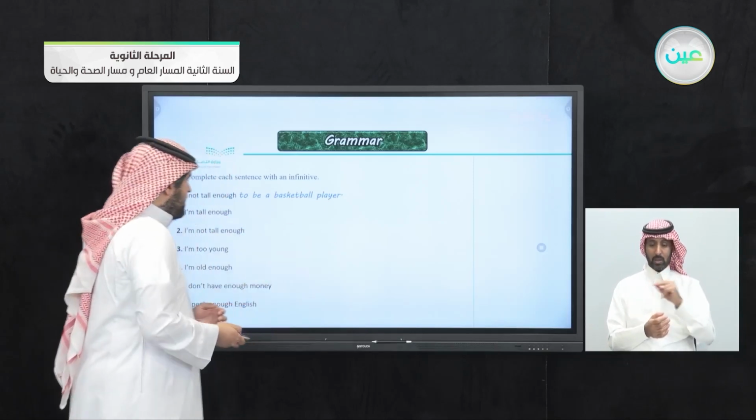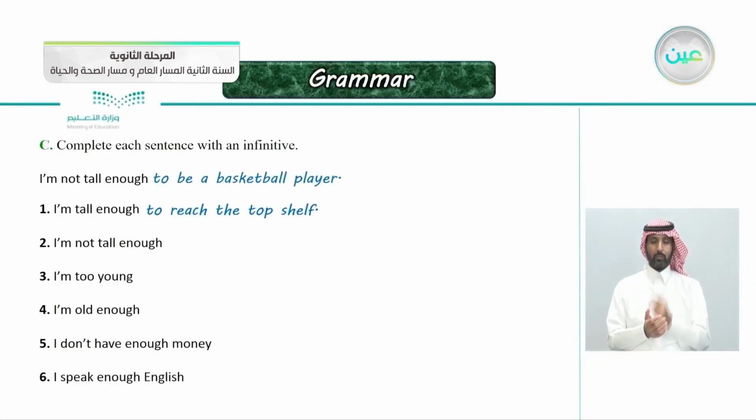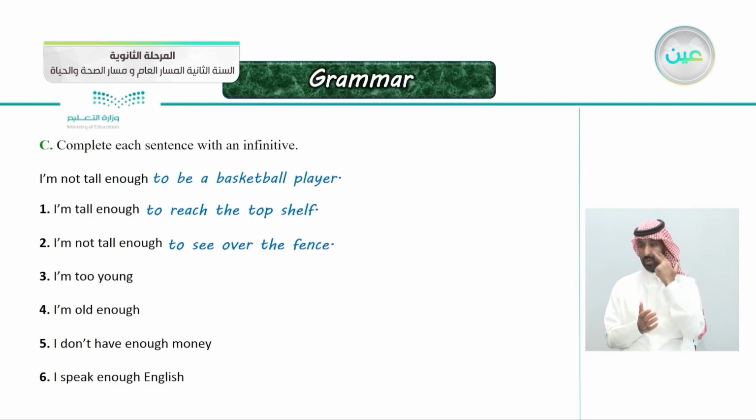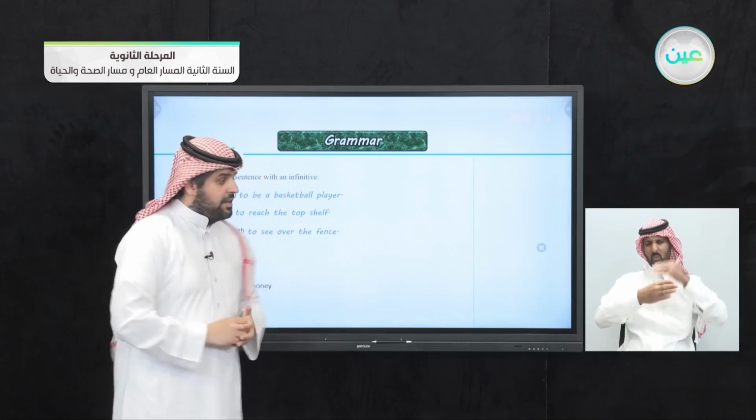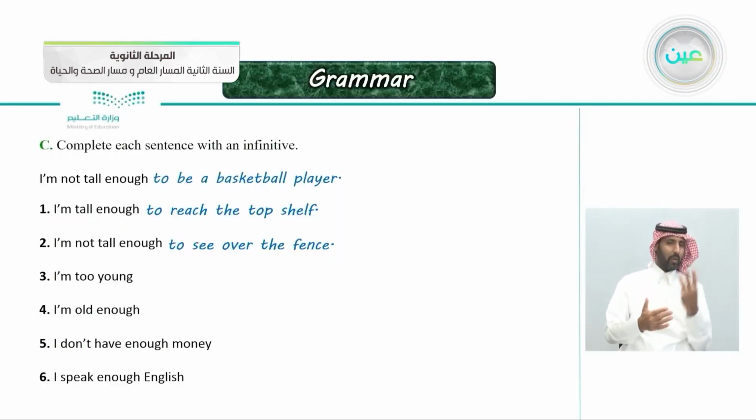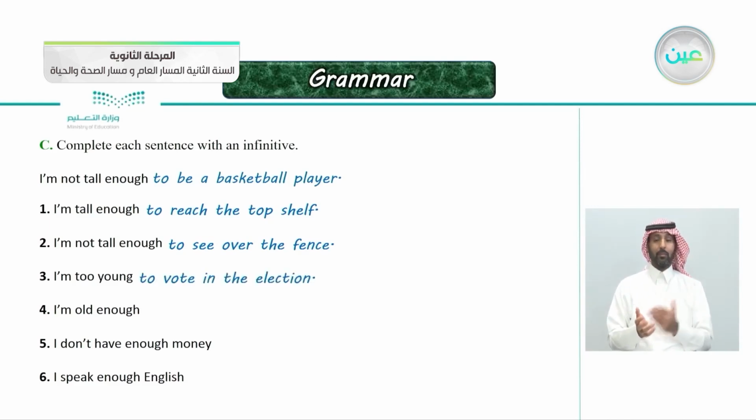For example, number 1, I've written, I'm not tall enough to reach the top shelf. Number 2, I'm not tall enough to see over the fence. I can't see over the fence. I'm not tall enough. Number 3, I'm too young. So you can say it about yourself. I'm too young to drive, for example. Here I've written, I'm too young to vote in the election.